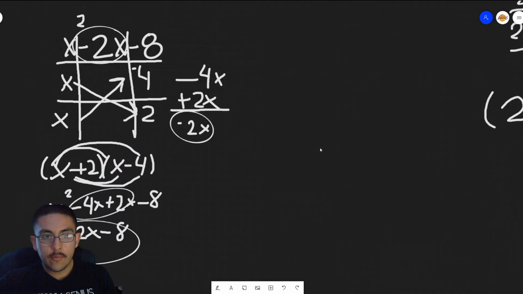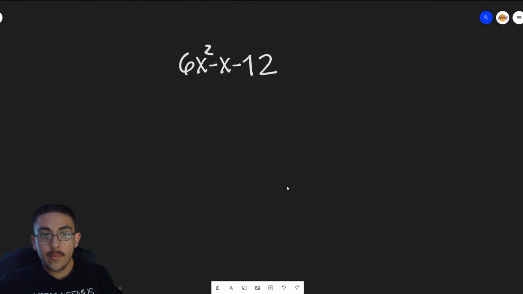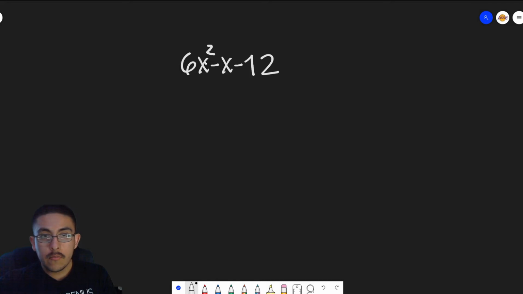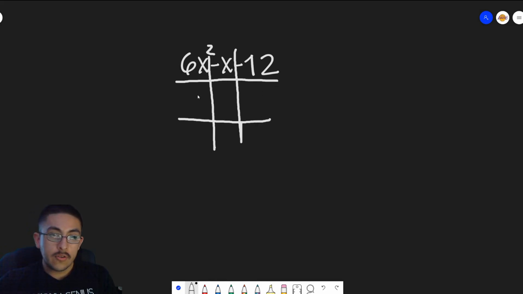Let's try one final one. So this one's going to be a little harder. But if we do the same method, we should be able to do it. Tic-tac-toe one more time. Let's not cut off the negatives. Let's get our 4 squares. From before, 2 numbers that multiply to 6x squared. We know that x times x is x squared, but we need 6.